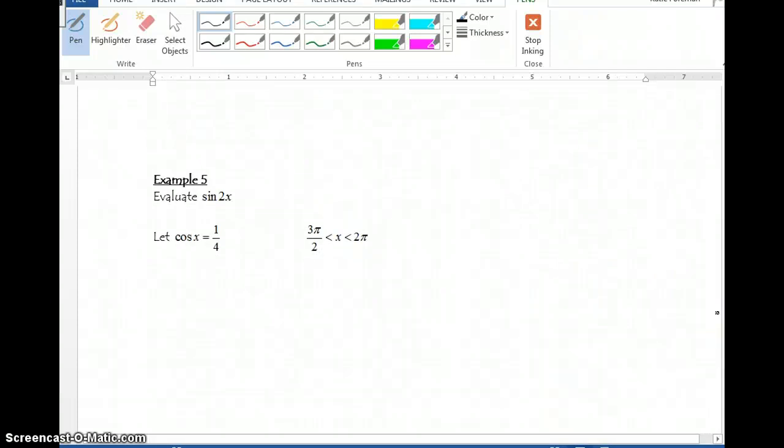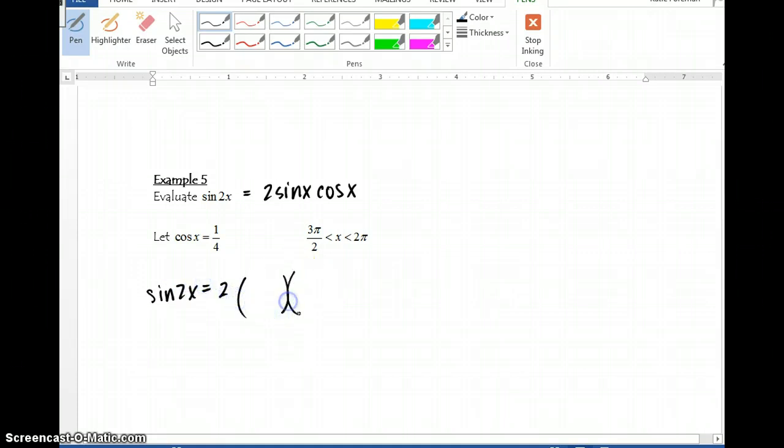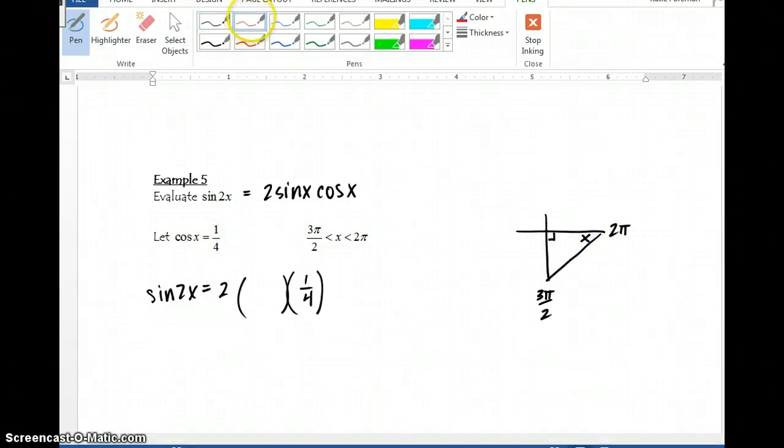All right, evaluate the sine of 2x given the cosine function. So 2 sine x times cosine x, that's our identity. So sine of 2x would be 2. We need the value for the sine function. Cosine is already given as a fourth. And we're told x, our angle measure, is between 3 pi over 2 and 2 pi. So it's in the fourth quadrant, verifying that the cosine value is positive. Draw a right triangle in the fourth quadrant. Put your angle measure with the horizontal. Fill in the given information. Adjacent side, 1. Hypotenuse is 4.